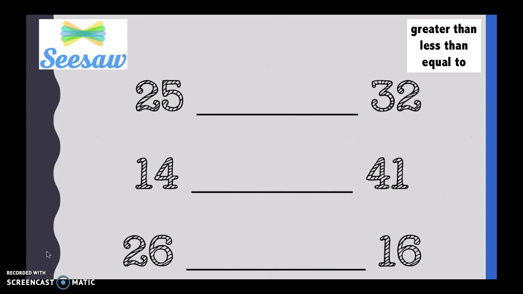So it's your turn. This is what you're going to seesaw to your teacher. If you'll see, there's 3 problems here. 25 blank 32, 14 blank 41, and 26 blank 16. I want you to write down all 3 of those problems on your dry erase board or your math journal, and then you're going to fill in the answers for each one. Is it greater than, less than, or equal to? Now, just a heads up, they're probably going to have all different answers, but I'm just not sure yet.